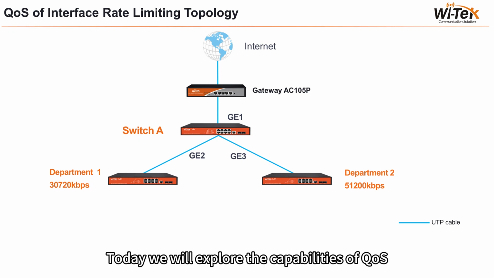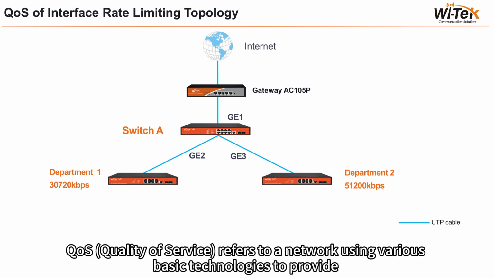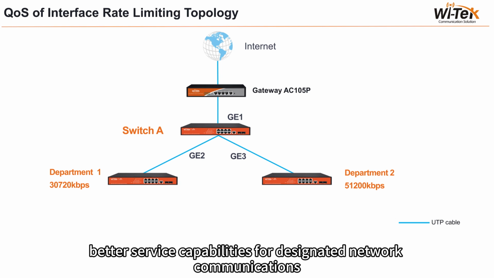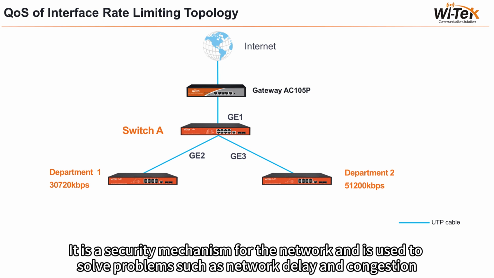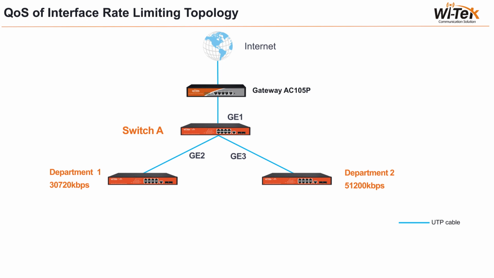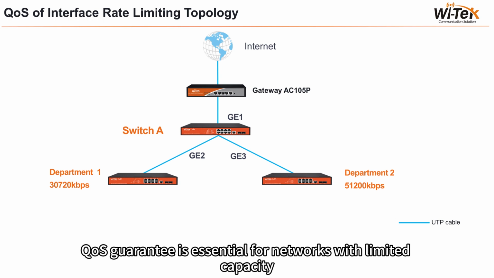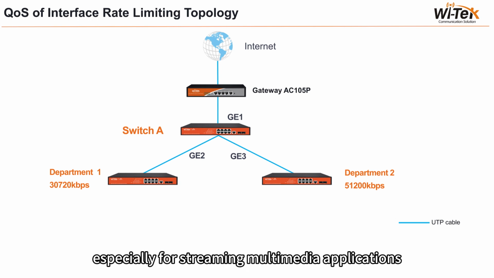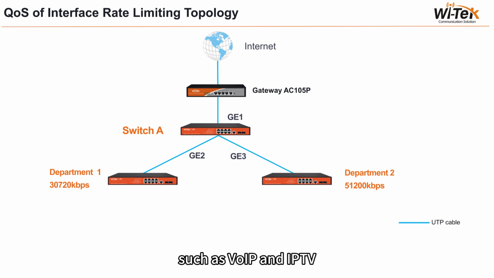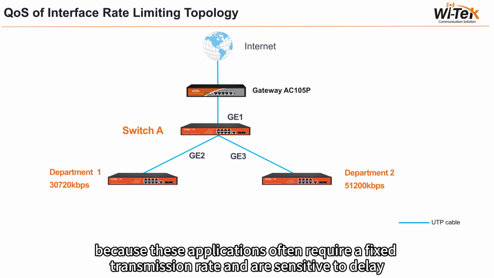Today we will explore the capabilities of QoS. QoS, quality of service, refers to a network using various basic technologies to provide better service capabilities for designated network communications. It is a security mechanism for the network and is used to solve problems such as network delay and congestion. QoS guarantee is essential for networks with limited capacity, especially for streaming multimedia applications, such as VoIP and IPTV, because these applications often require a fixed transmission rate and are sensitive to delay.